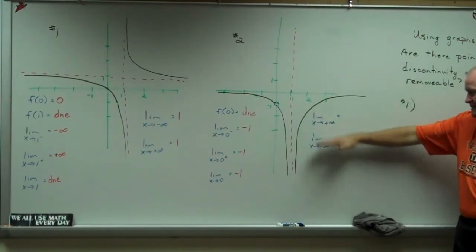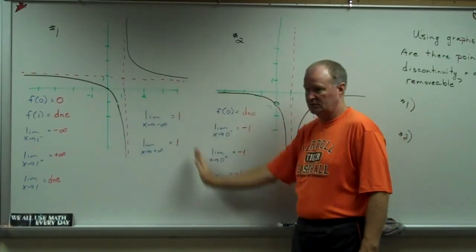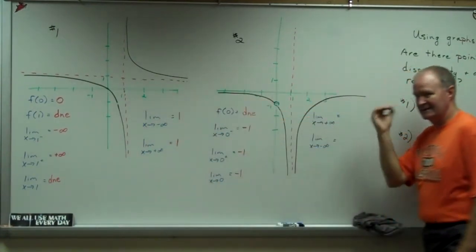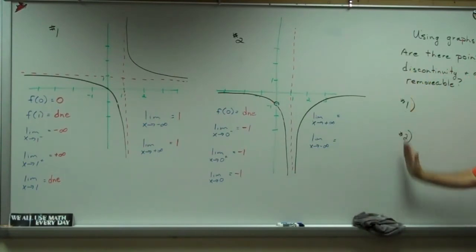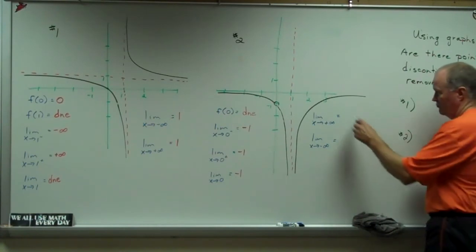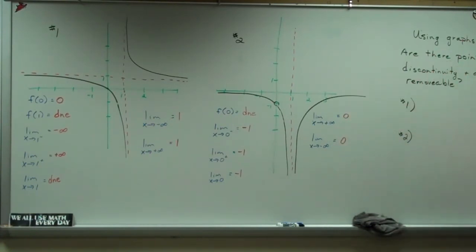All right, positive and negative infinity. Negative infinity, over here, goes to 0. Positive infinity goes to 0. Now, continuity stuff, using these two graphs.